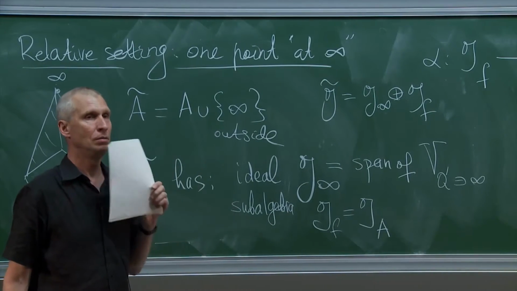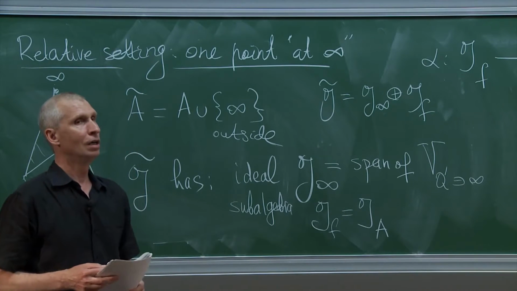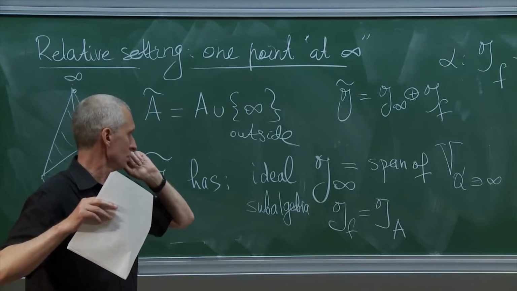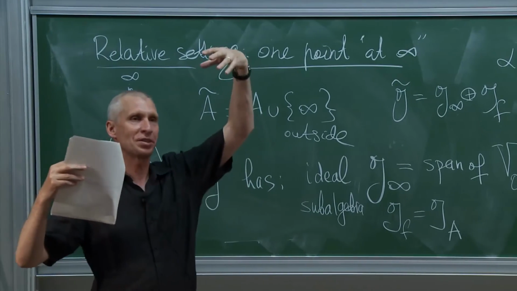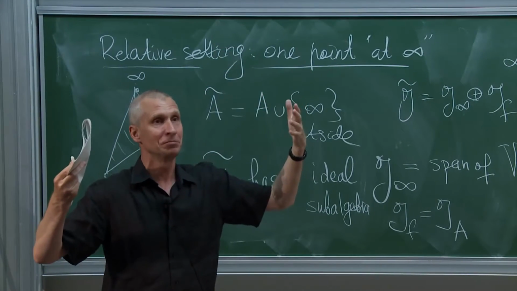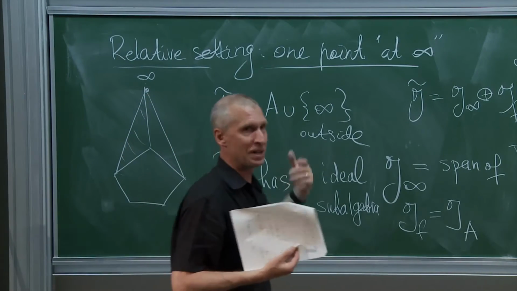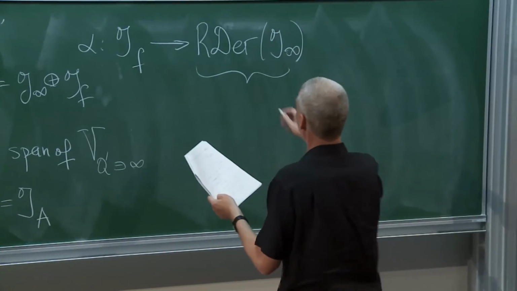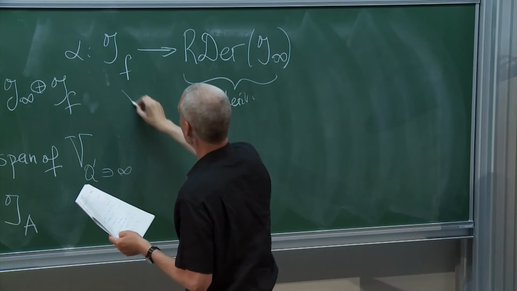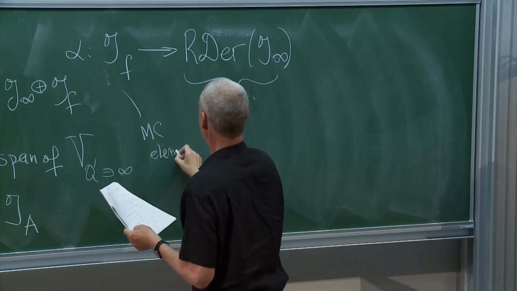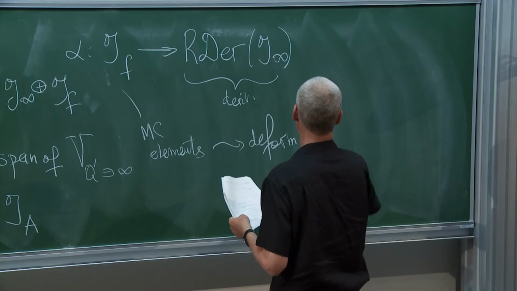Well, I could imagine having convex subsets that don't include infinity. No, if you have something which is finite and something which is infinite, the result will be infinite. It's an ideal. So it's a derived derivations. In particular, Maurer-Cartan elements here give deformations of G infinity.